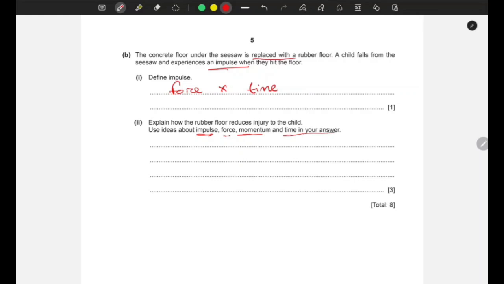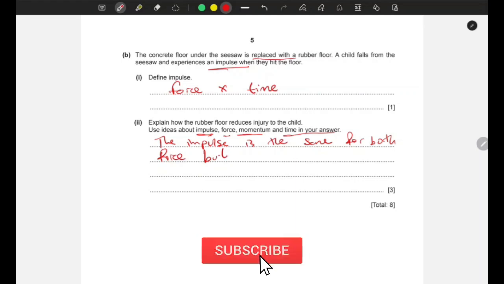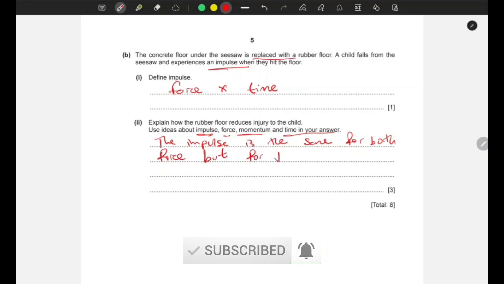Compared to the rubber floor and the concrete floor, what happens is the impulse is the same for both floors. The value of the impulse is the same, but for the rubber floor, it extends over a longer time.